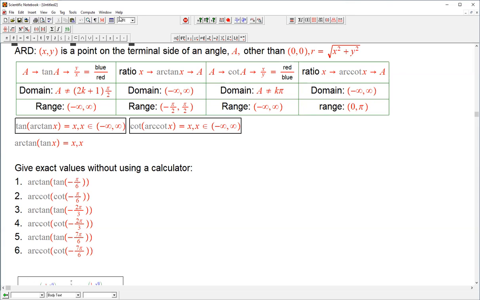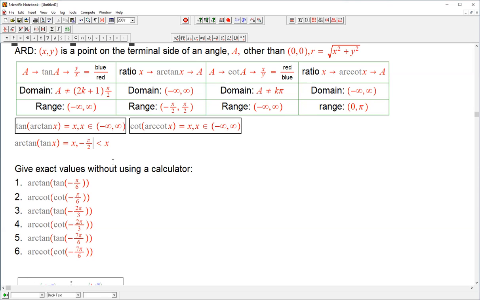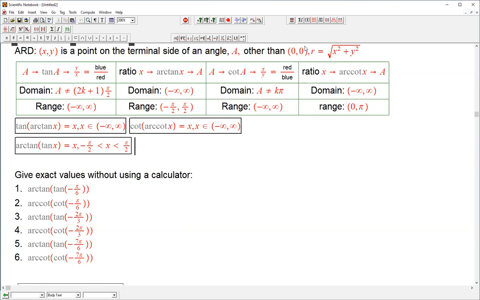And this x must be greater than negative pi over 2 and smaller than pi over 2. So this is the other shortcut. And one more, which is arc cotangent of cotangent x equals x, if x is between 0 and pi. So these are the shortcuts.